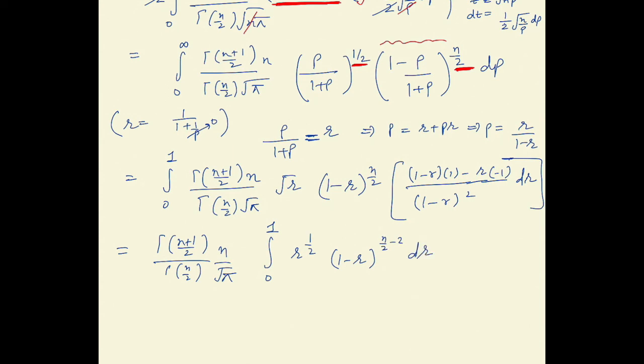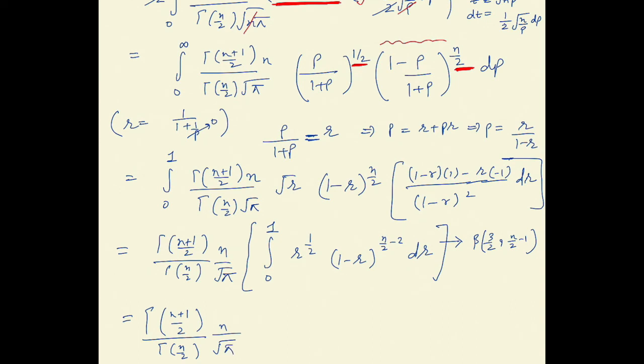So this is basically a beta function. So this function is a beta function, beta 3 by 2 comma n by 2 minus 1, and hence we are just close to getting our final answer. 2 pi gamma n by 2 and upon root pi, and we can write this beta function in terms of gamma, which is equal to gamma of a plus b, which is n by 2 minus 1 plus 3 by 2, which is n by 2 plus 1 by 2, n plus 1 by 2, and this would be gamma 3 by 2 and gamma n by 2 minus 1.